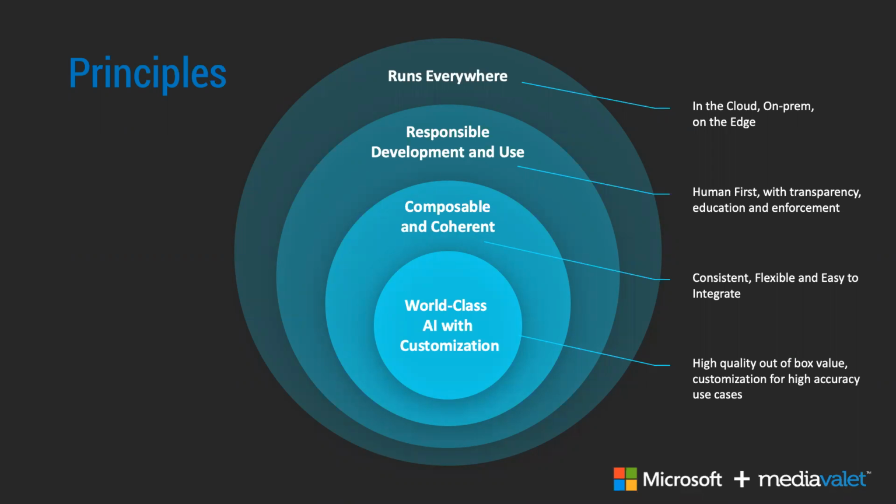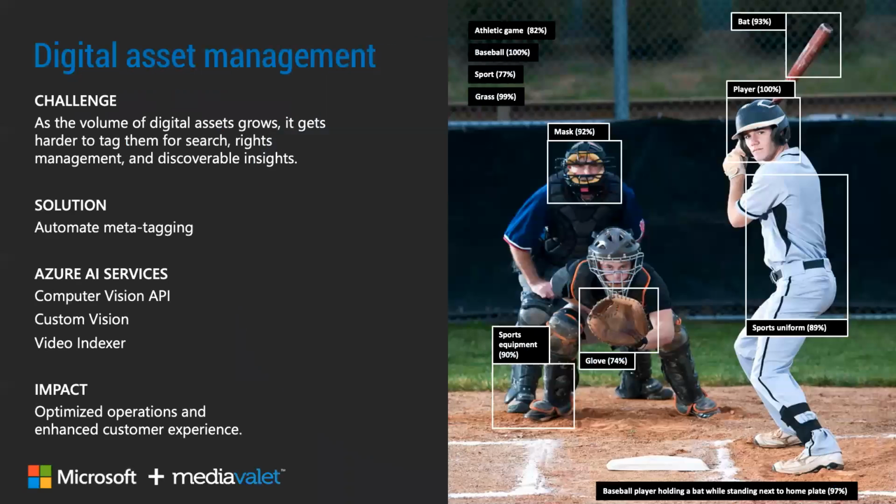And now let's look in a little bit more detail into the computer vision capabilities and what the key components of the vision capabilities are that we are offering. So especially within digital asset management, we have three main services, namely called here Computer Vision API, Custom Vision, and the Video Indexer. First, we will look into the Computer Vision API.